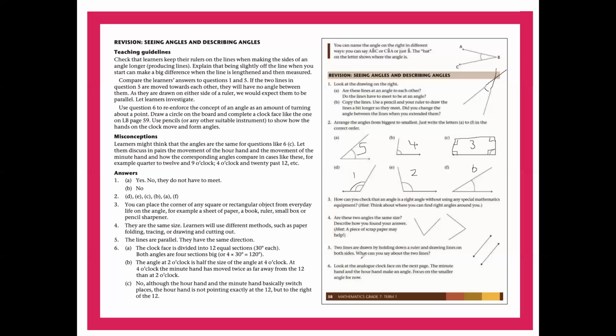Number 5. These two lines are drawn by holding down a ruler and drawing lines on both sides. What can you say about the lines? So these lines will be parallel to each other, meaning that the distance between every point on those lines is identical. So the distance between here and here and here and here is always, say, maybe 2 centimeters throughout those lines.